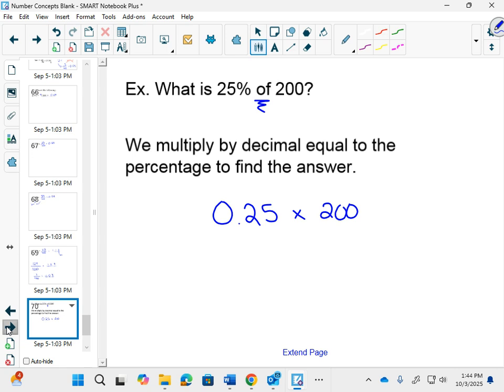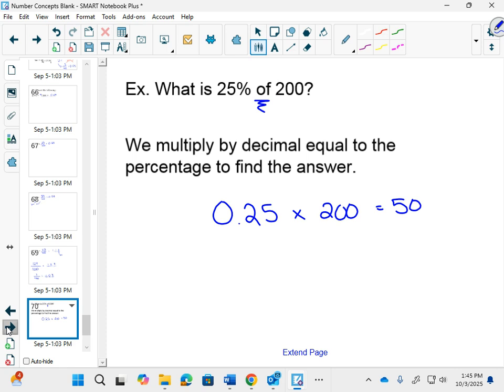Mental math. Anybody do that in their head? 25% of 200. If you had 200, 25% is 1/4. 50. Was he right? 50. There we go. 0.25 times 200, that's 50. Why does that make sense?